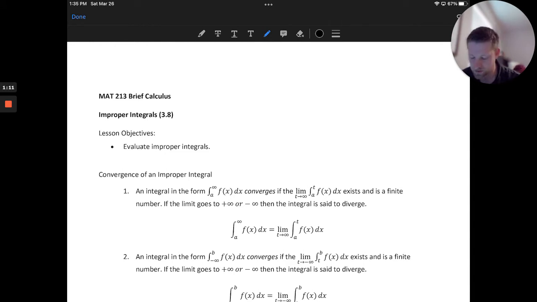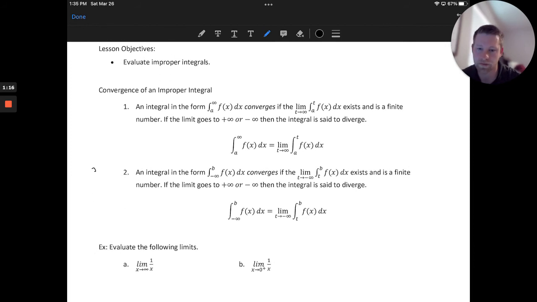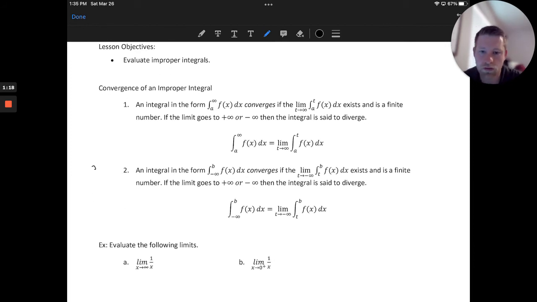So we have some notation to go along with that on the bottom there. Here is our integral from a to infinity, and we can replace that with the limit as t goes to infinity of the integral from a to t.